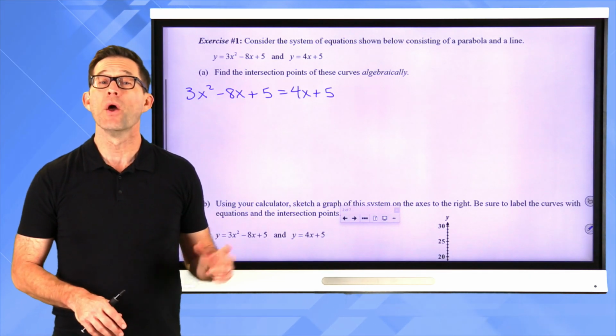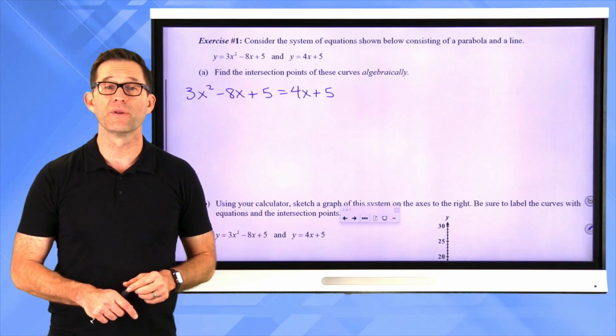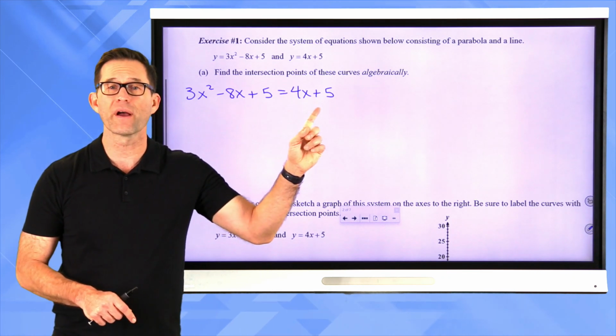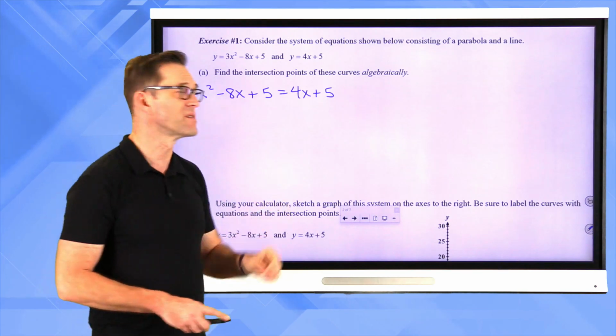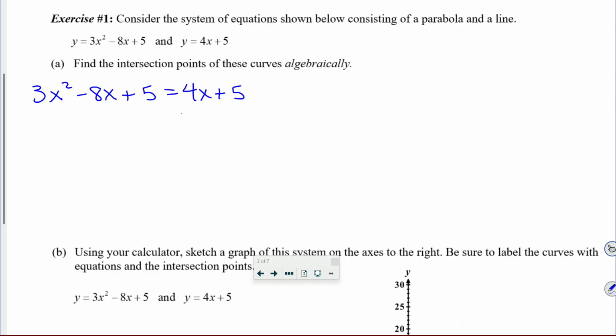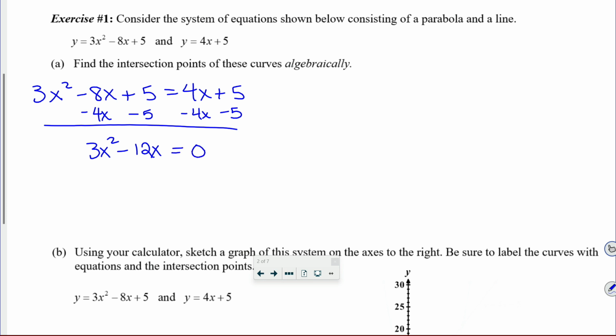All right, let's do it. Well, the first thing we want to do is get the equation equal to 0. To do that, I'm going to subtract a 4x and a 5 from both sides of the equation. So here we go. Minus 4x minus 5, minus 4x minus 5. That's going to give me 3x squared, got to be careful here, minus 12x. 5 minus 5 is 0, so nothing there. And then this side of the equation is equal to 0.